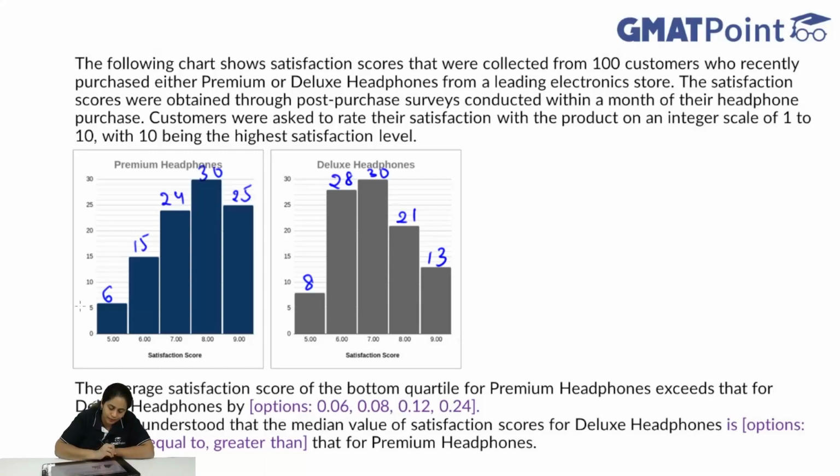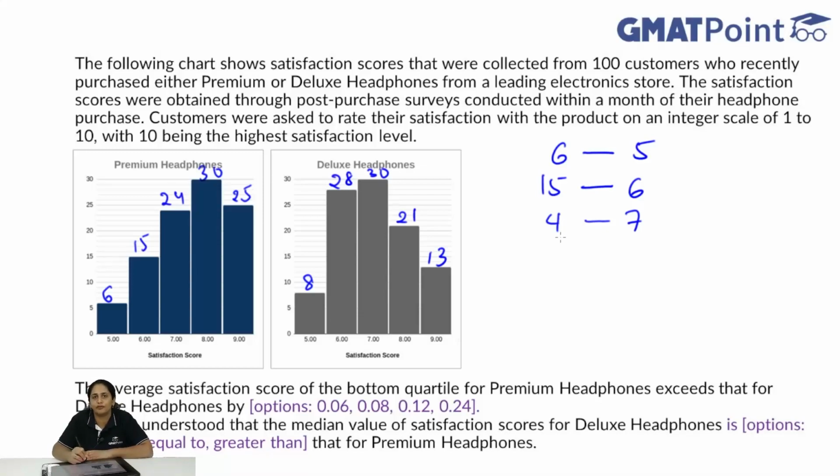This is the average satisfaction score of the bottom quartile. So 6 of the bottom quartile have given a 5 score. 15 of the bottom quartile have given a 6 score. Now this is 21. So the 4 remaining, 4 out of 24, have given a 7 score. This adds up to 25, which is the bottom quartile.